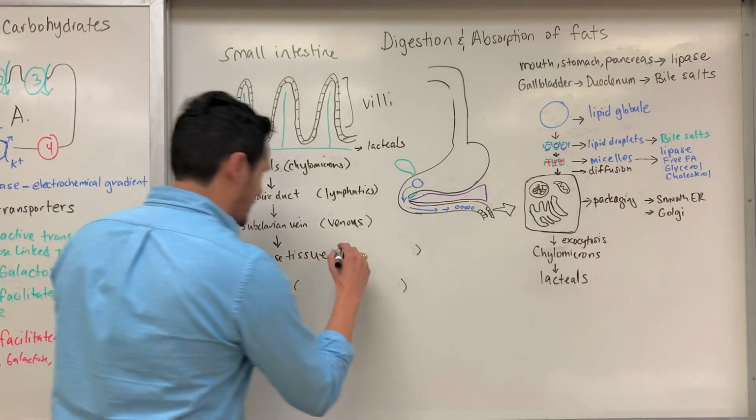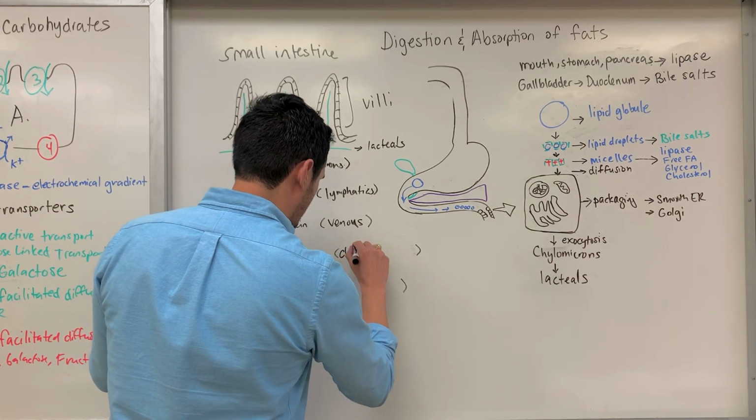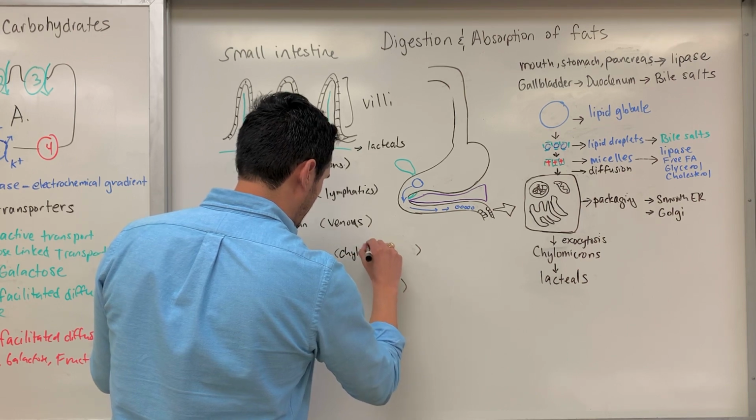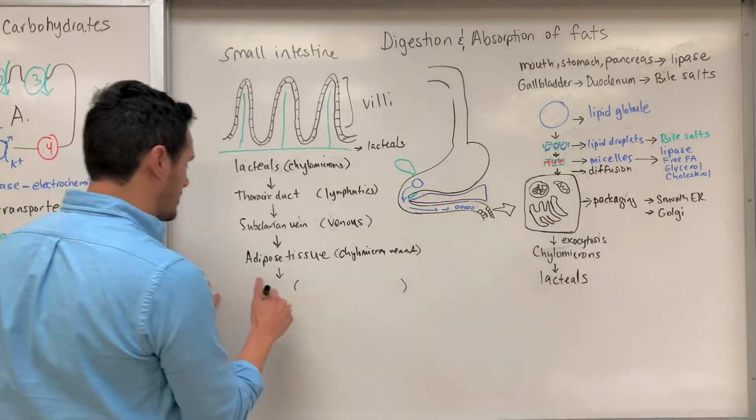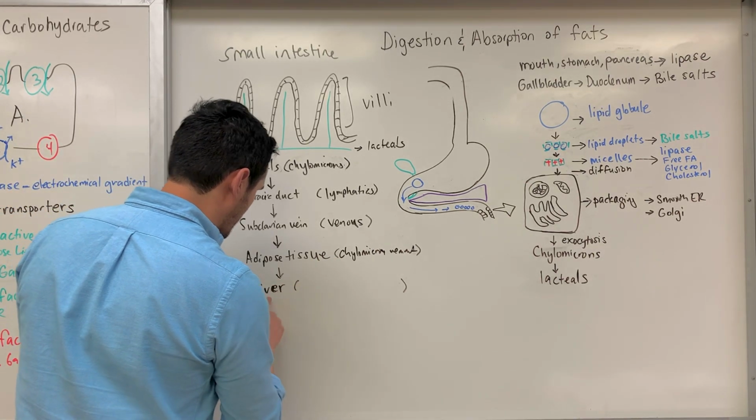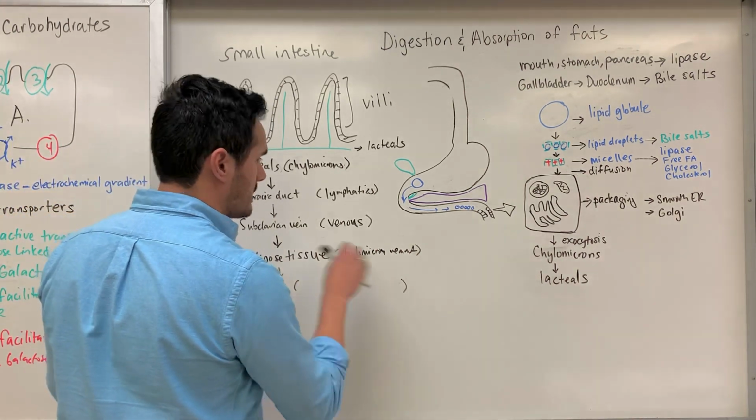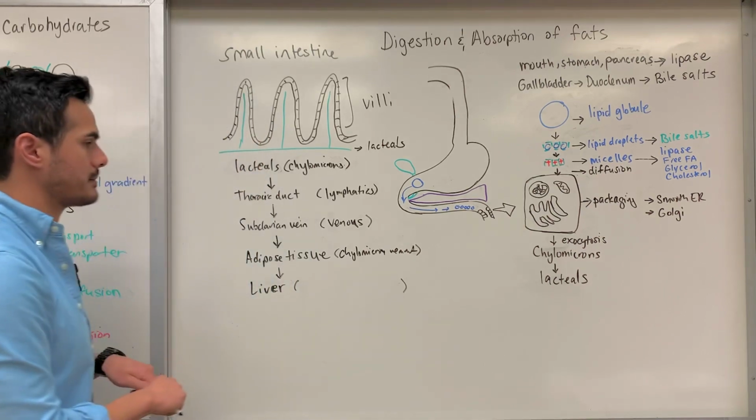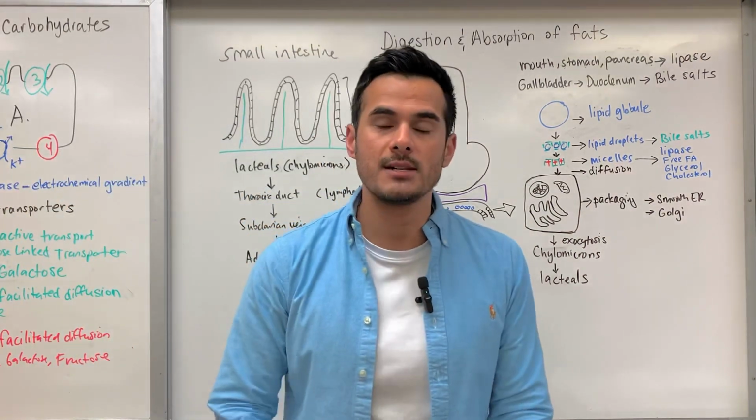So the chylomicron remnant is what's going to travel to the liver. And within the liver, this is where we can further process these triglycerides. Okay, so that's going to do it for this lecture.